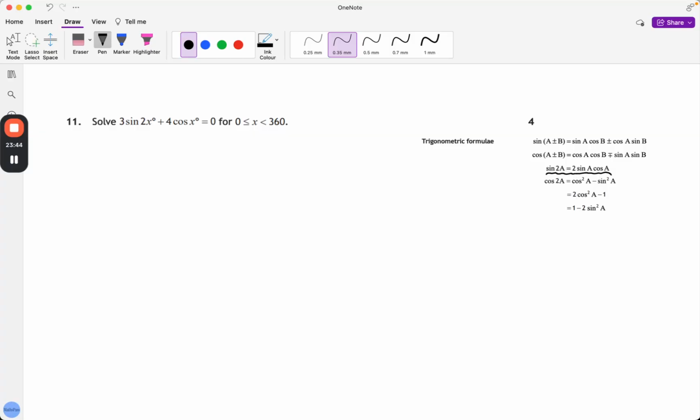Keep in mind though, you've got this 3 getting multiplied by the whole thing. So this is the same as 3 times 2 sine x cos x. And we've still got our plus 4 cos x equals 0. And then what this gives you is 6 sine x cos x, because it's all getting multiplied together. We've got a 2 times a sine x times a cos x, and that's also getting times by 3, so you can just pull those numbers together.